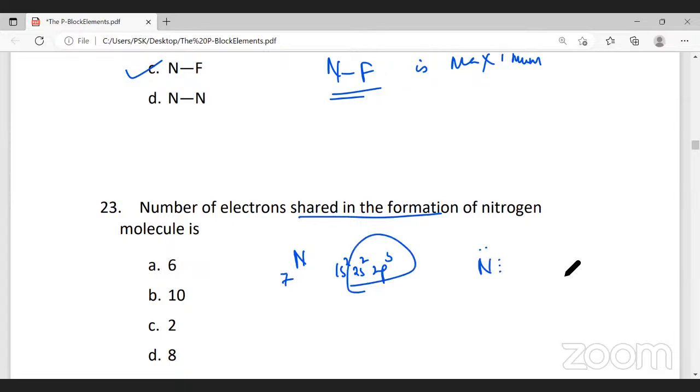We can represent 5 electrons like this, and here also 5 electrons we can represent. Now these 6 electrons are shared to form a covalent bond. So totally 6 electrons are shared in the nitrogen molecule. Hence, the answer for this question is option A, 6.